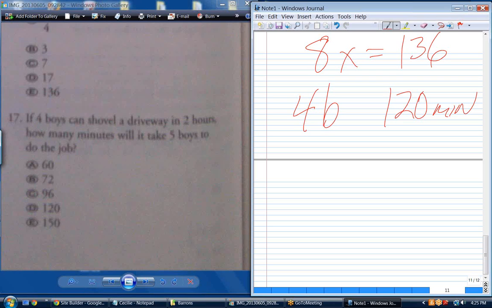Okay, well, obviously we can eliminate E and D, because it has to be shorter than 100. It's not going to take them more time, and it's not going to be the same time. So at least we can eliminate those. I agree.